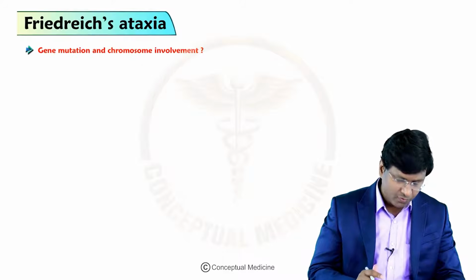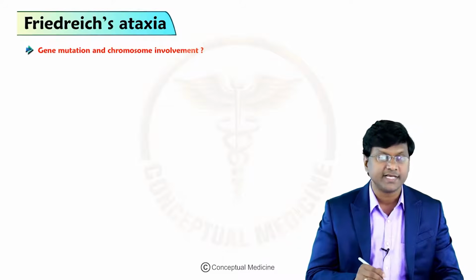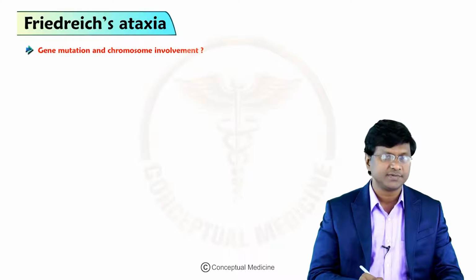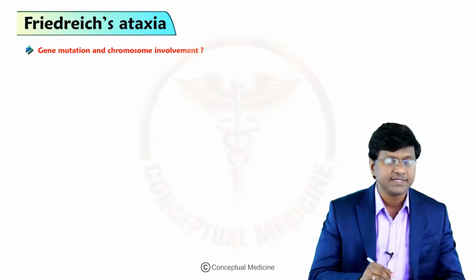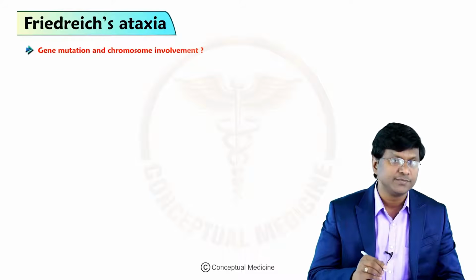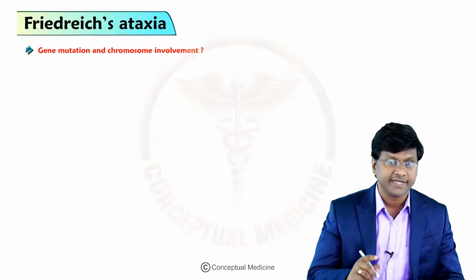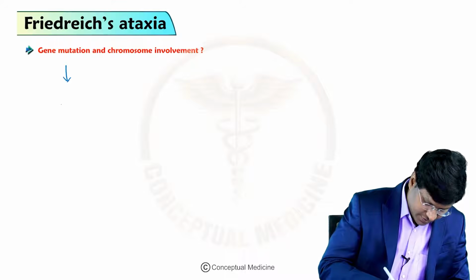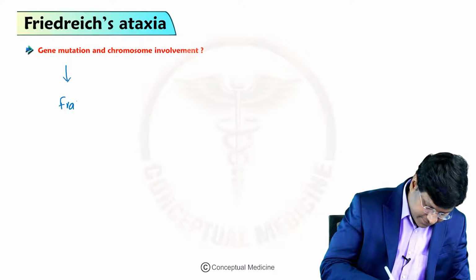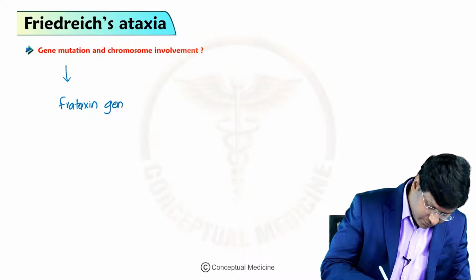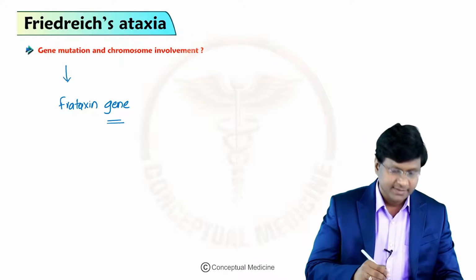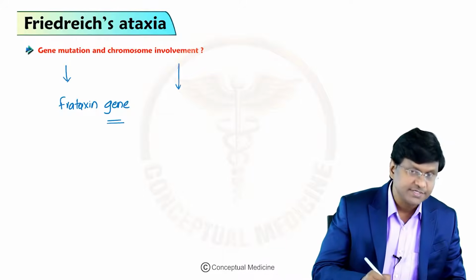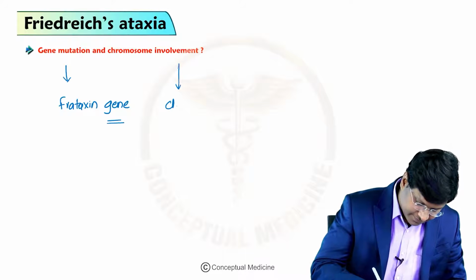And you need to know which gene is being mutated and on which particular chromosome that gene is located. So this Friedreich's ataxia is caused by loss of functional mutation in the Frataxin gene. The gene which is being mutated is the Frataxin gene, and this Frataxin gene is present on chromosome 9.